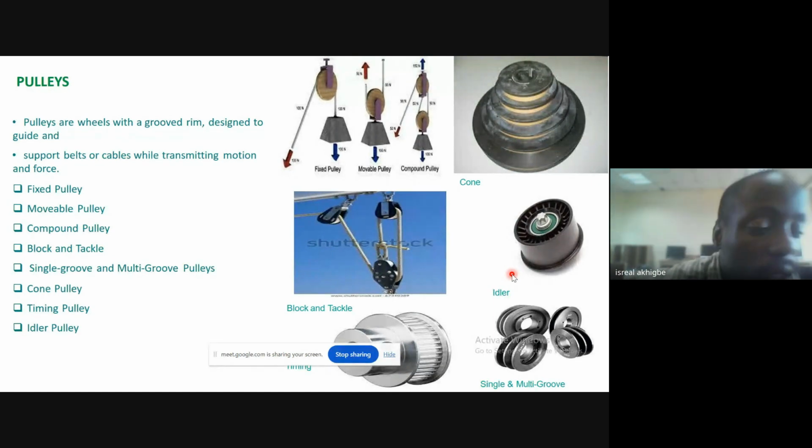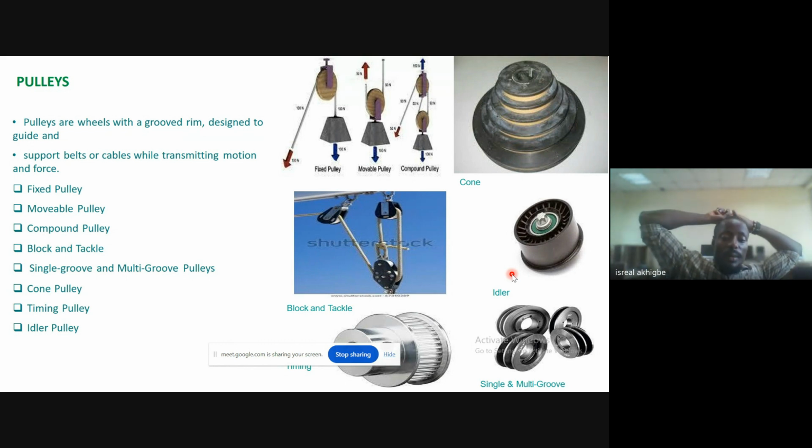Now you have movable pulleys, compound pulley, block and tackle, single groove and multi-groove pulley, cone pulley. Now this one here, single and multi-groove, is a multi-groove. This also is a multi-groove, but it's a cone pulley, like a step shape, cone pulleys. This one allows us to also vary speed and torque. When we come for our physical session, I'll look at this for you more extensively with our machine here.